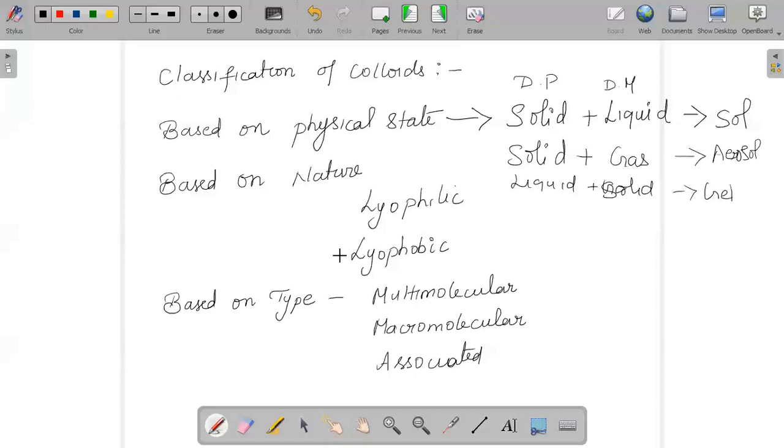And of course, they are also called reversible sols. When the dispersed phase is separated from the dispersion medium, the sol can be formed again by just mixing the dispersed phase and the medium. So it is a reversible one.